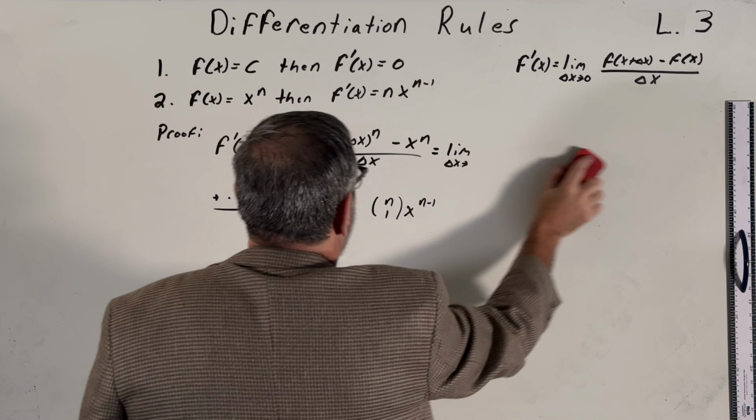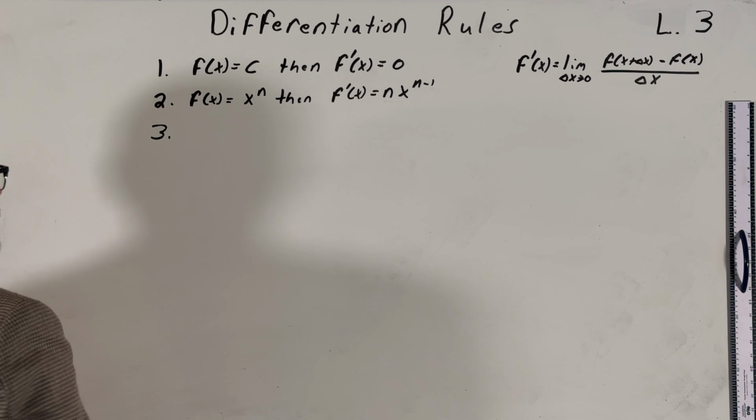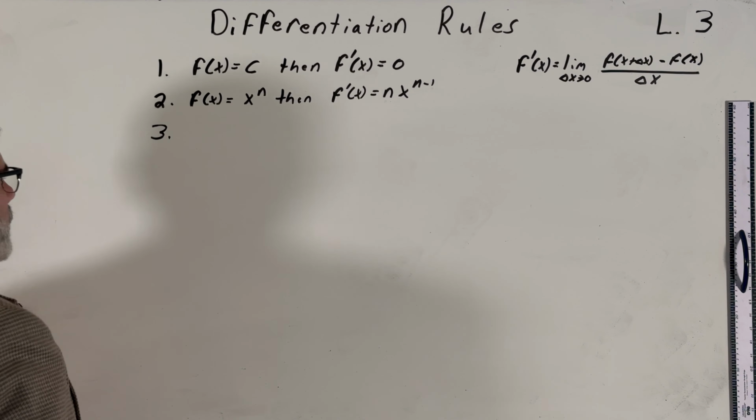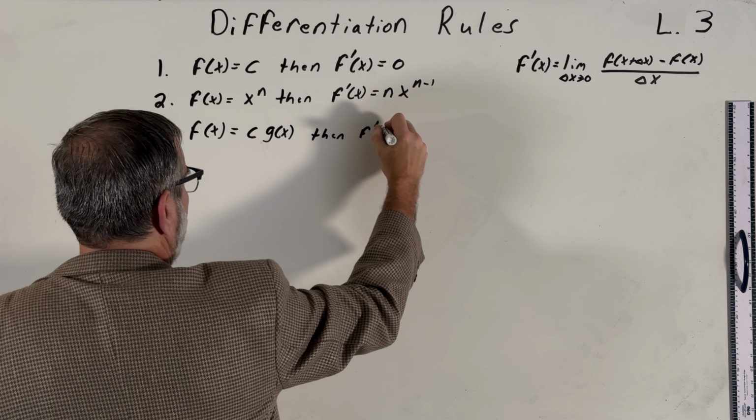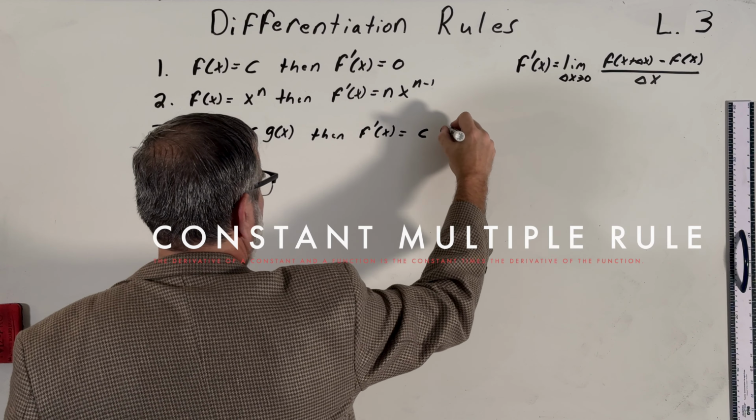All right, that was the power rule. All right, the third differentiation rule that I want is: if f of x equals c times g of x, then f prime of x is equal to c times g prime of x.